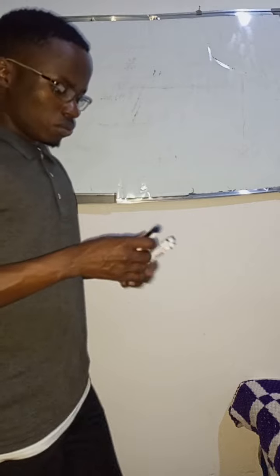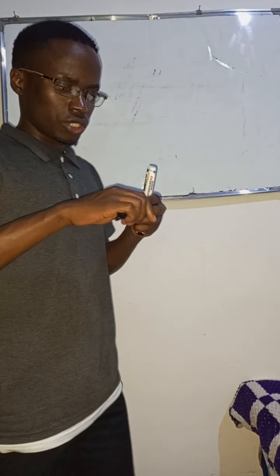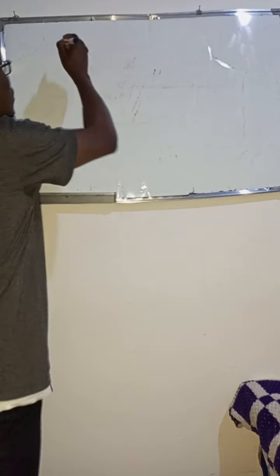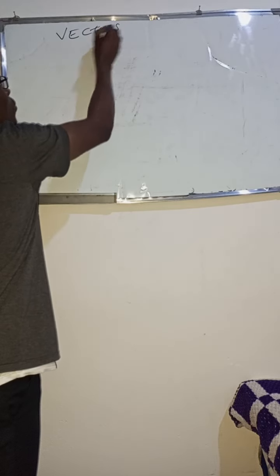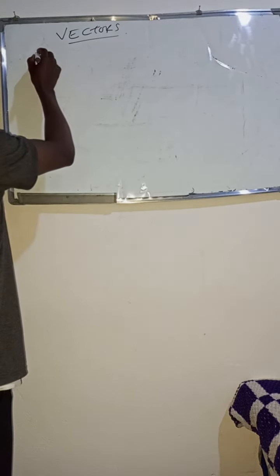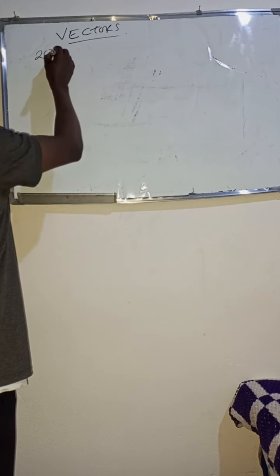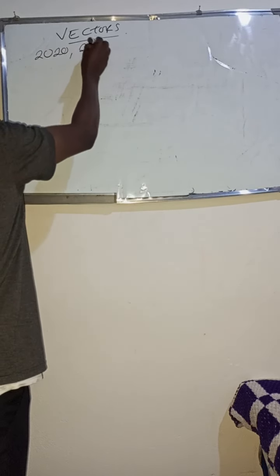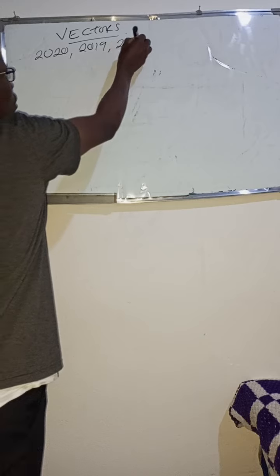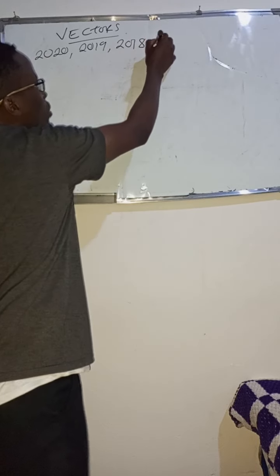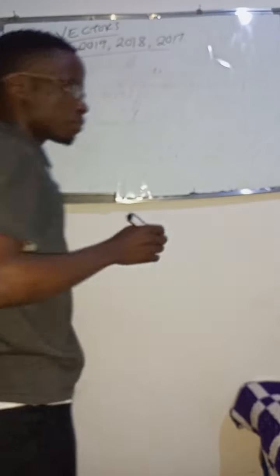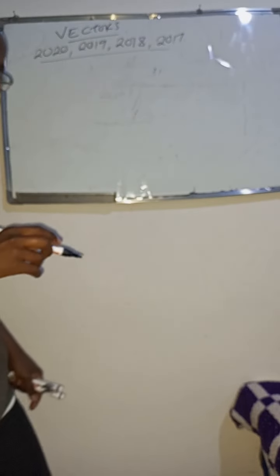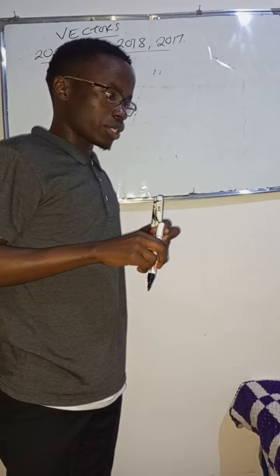All right, so I sent you questions on vectors, okay? Those were past papers: 2020, 2019, 2018, and was it 2017? Something like that. I think these were the first papers from where I got those questions, okay?